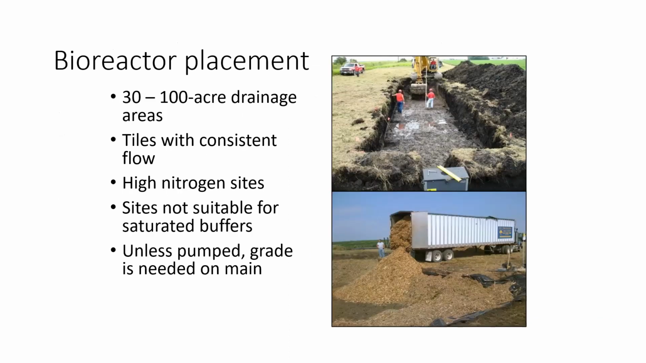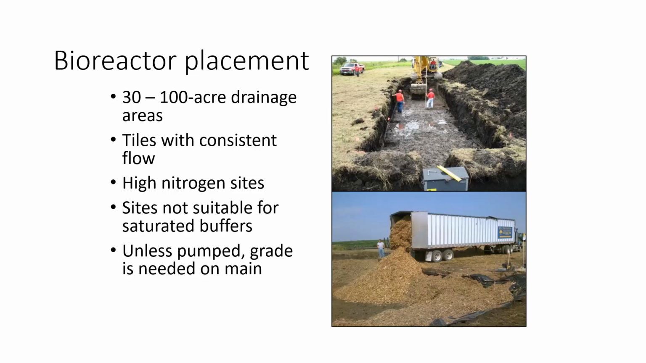Where do these bioreactors work? Right now, bioreactors are typically going in on drainage areas that are anywhere from 30 to 100 acres, although we are starting to see bioreactors go in on larger drainage areas, upwards of maybe 250 acres. That's probably about the max. Anything larger than that, you maybe should be considering practices such as a water quality wetland, constructed wetland type options.